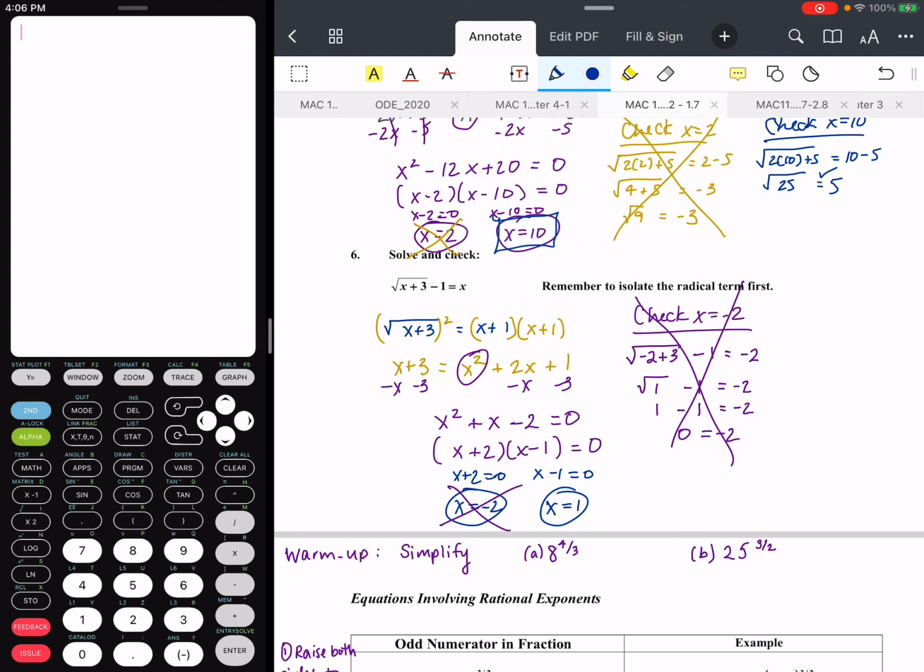And I'll go ahead and do a second check with x equals 1. 1 plus 3 under the square root, and then minus 1 should equal 1. Square root of 4 minus 1 should equal 1. 2 minus 1 equals 1. And we can see we have a winner. So we have one solution, which is x equals 1.